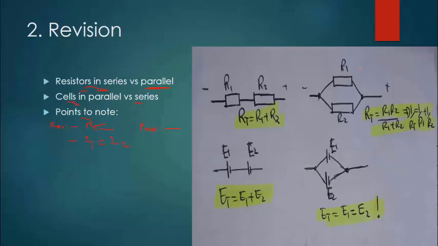Another point to note is that these 2 resistors have the same potential difference, that is, the voltage across resistor 1 is equal to the voltage across resistor 2 for whatever values of current will be passing. Voltage across R1 is equal to the voltage across R2. Of course, the current that passes through R1 is not necessarily equal to the current that passes through R2, because when current comes here, it splits and another current goes there.